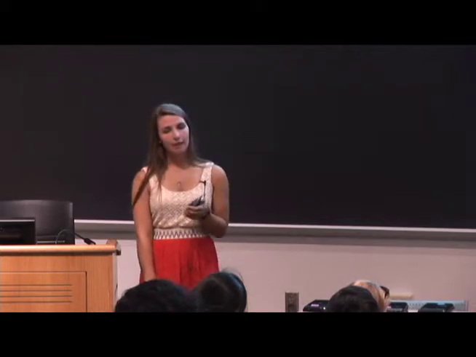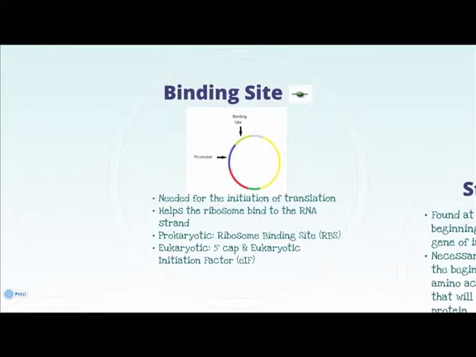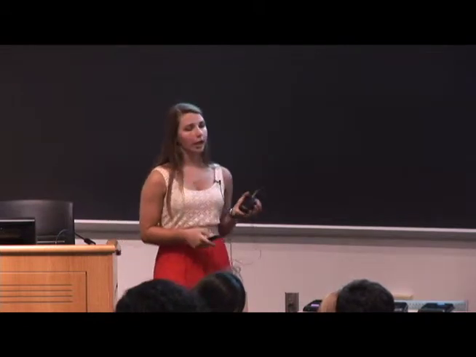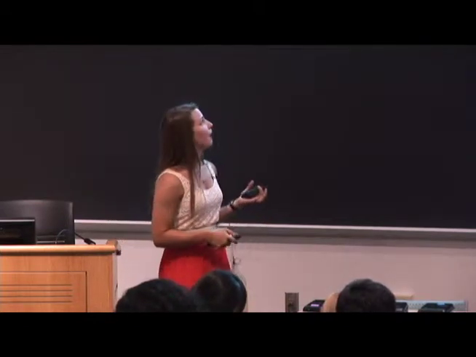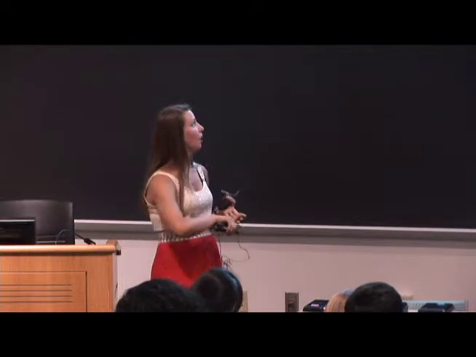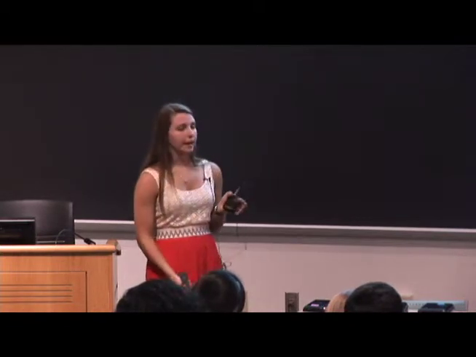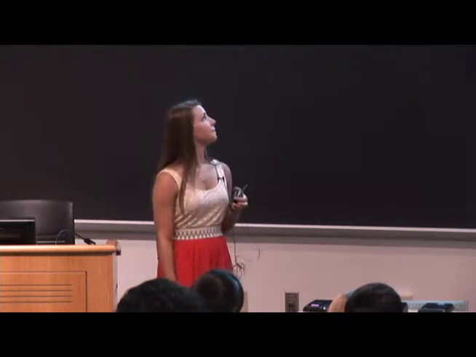The next part is a binding site. These are needed for translation. It's what helps the ribosome know where it needs to latch on to that RNA sequence or that RNA piece. And so it's needed to start the process of putting those amino acids together to get your protein. And there's prokaryotic ones, so your bacterial ribosome binding sites are called a ribosome binding site. And the eukaryotic ones, so all your plants and animals and all that stuff, that is called a 5' cap and eukaryotic initiation factor. They're just different depending on the organism.